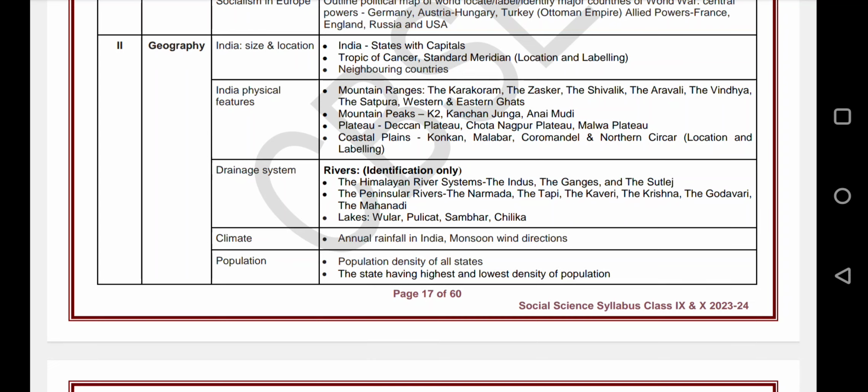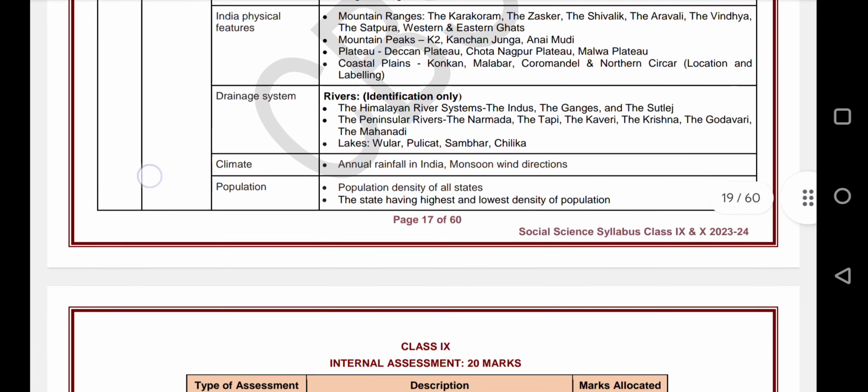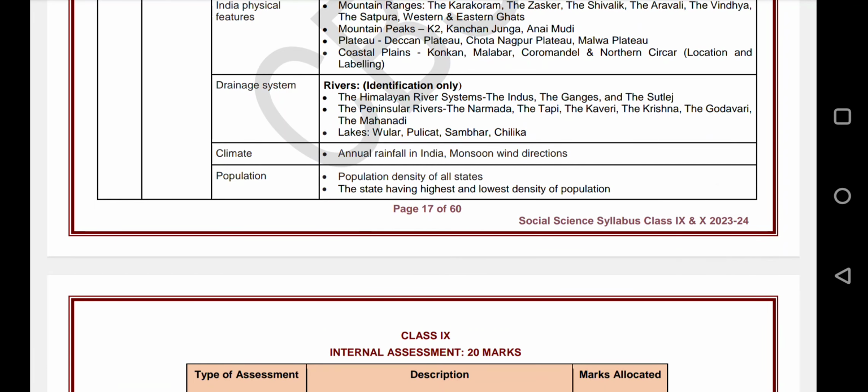Then Indian physical features, we have mountain ranges. This is going to be a new thing, and you have to learn these things sincerely. Then mountain peaks, then plateaus, then coastal plains. So you have to learn all these. When you're learning the chapters, you'll get all these things, don't worry. Then the drainage system, as I told you, rivers, there will be rivers you have to learn, peninsular rivers, and then you have to learn Himalayan rivers.